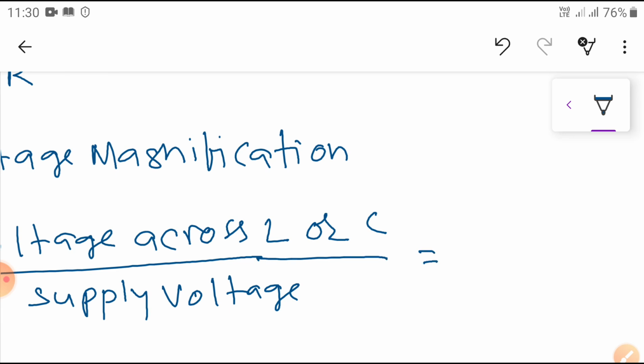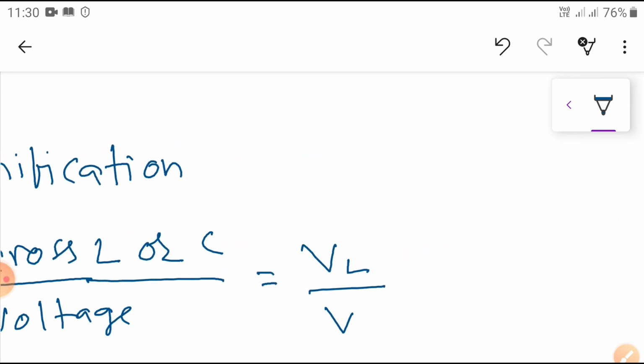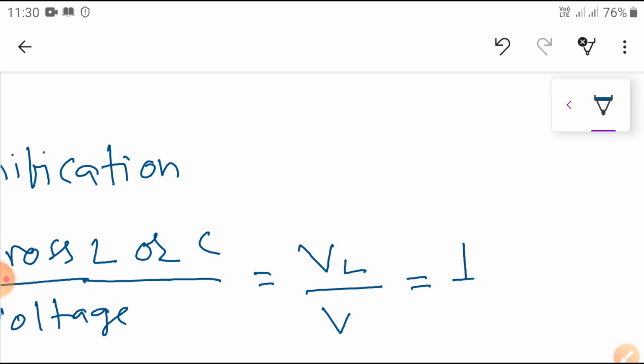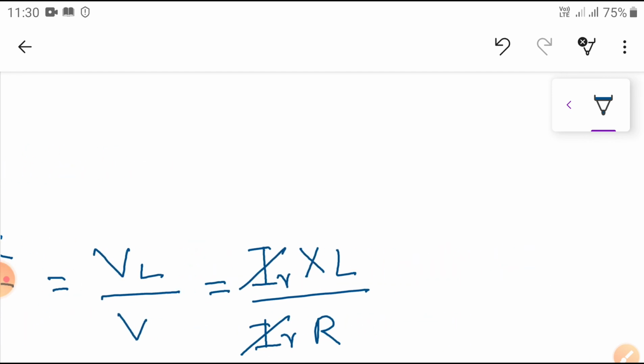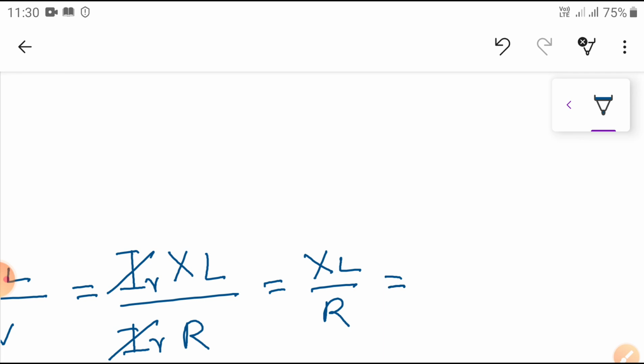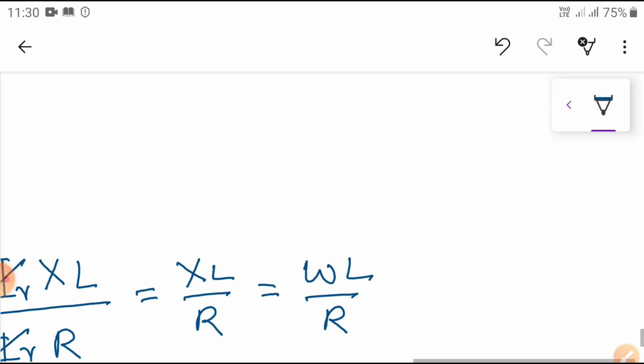The voltage across is VL and the supply voltage is V. Then what is the value? That is equal to the resonance current I into XL, divided by the resonance current I into R. The I and I get cancelled, and we get XL by R. Then that is equal to omega L by R. What is omega? I can write it as 2 pi f L by R.